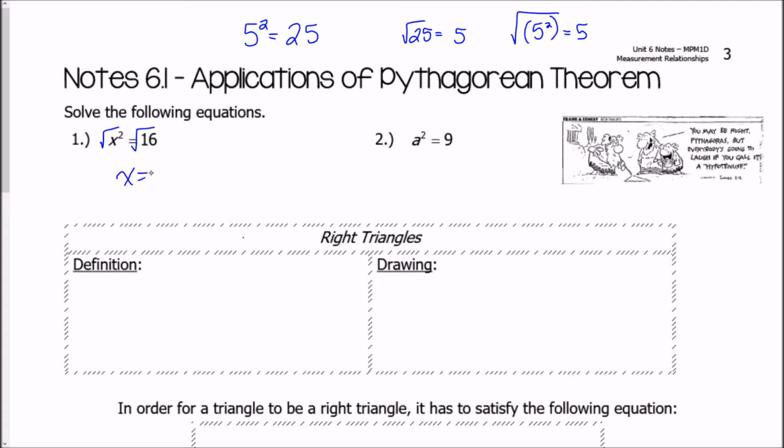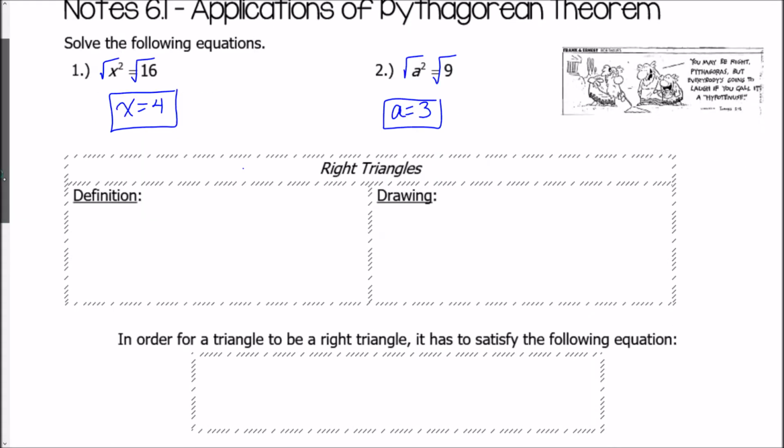So I end up getting x is equal to positive 4. For right now, we're going to say it's positive 4. It's actually positive or negative 4, because negative 4, when you square it, will also give you 16. But for the purposes of our class right now, we're just going to say it's 4. And then same thing for number 2. I would square root both sides, and I would get a equals 3.